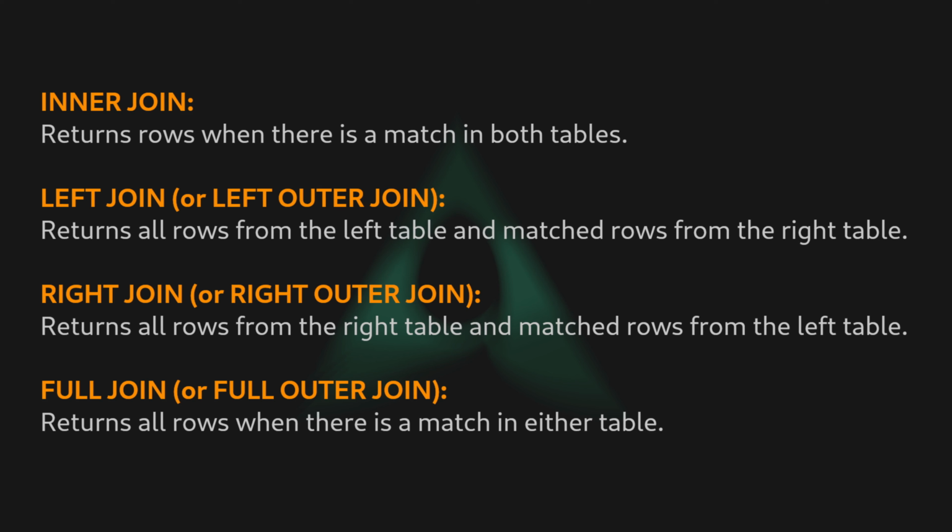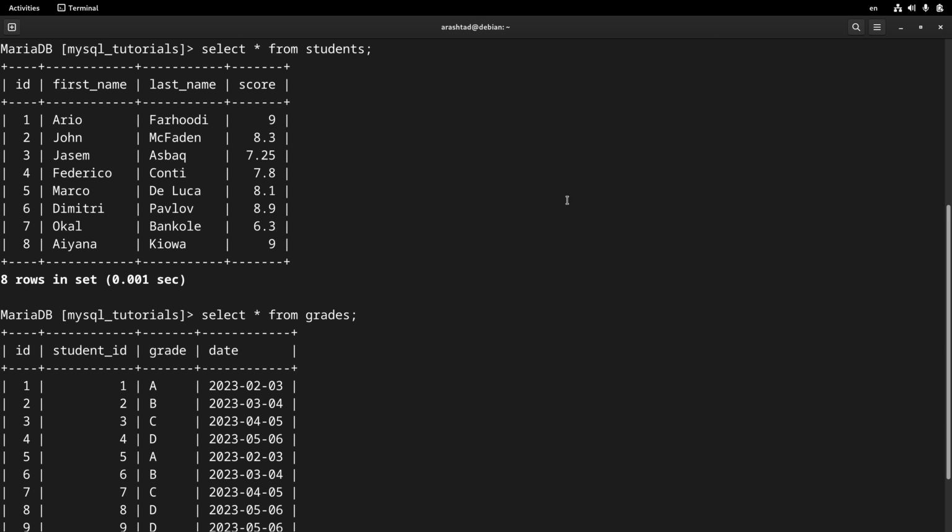Here I'm logged into the MySQL server and we have two tables here in the MySQL tutorials database. One of them is students and the other one is grades, and the grades table has a column called student ID that is related to the ID column of the students table. So the student ID 1 will be this record, the student ID 2 will be this record with ID 2.